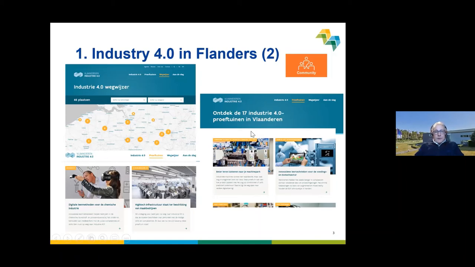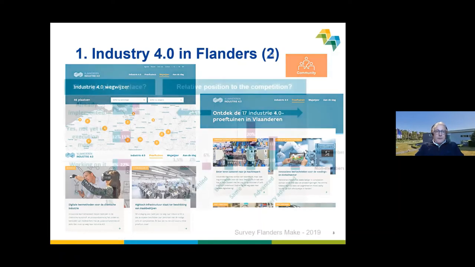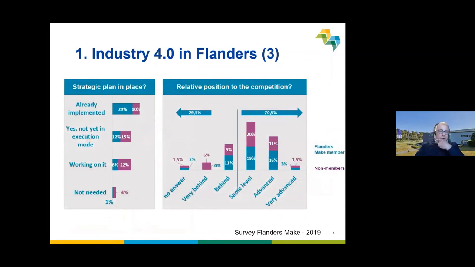But also, apart from what the Flemish policy makers have been doing, we have performed, same as I saw in Switzerland, an Industry 4.0 survey in Flanders. And what we saw there was that on the left-hand side, 66% of the companies we interviewed, because we did it with interviews, already have some kind of a plan in place. 40% is already implementing that plan, and 27% has the plan, but is not yet in execution mode. So that was quite an astonishing number of companies which is working on Industry 4.0 and which is doing that in a planned way.